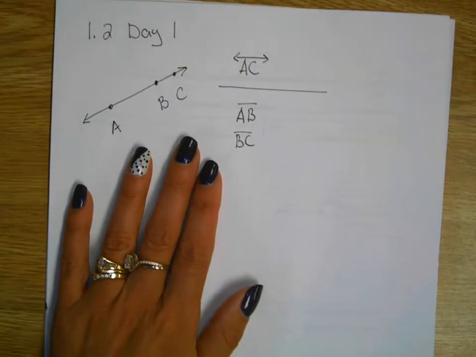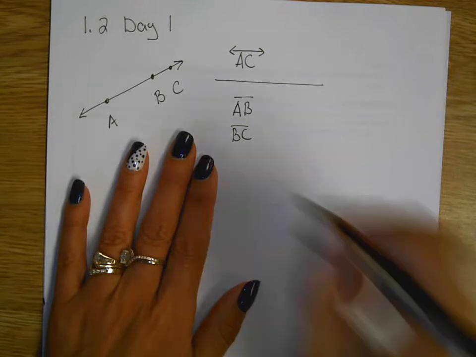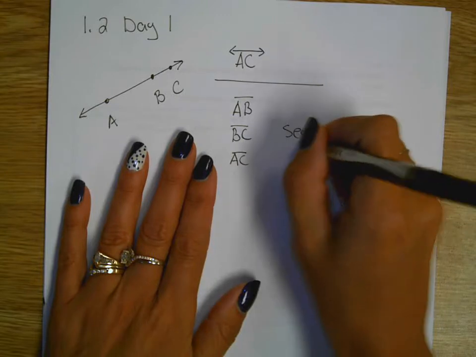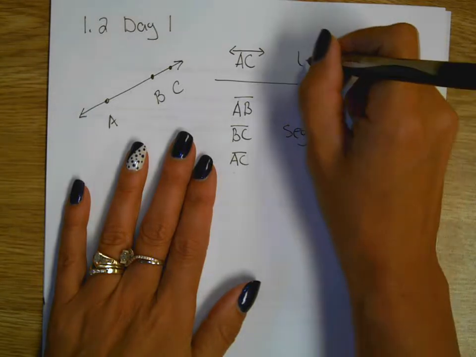Any more segments in the picture? Yep. AC. Okay. So we got segments. Segments have a finite length. You can measure it. Lines go on forever.